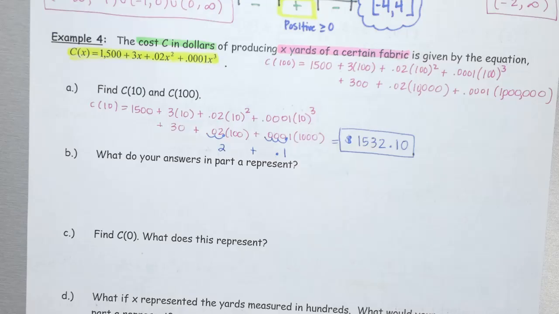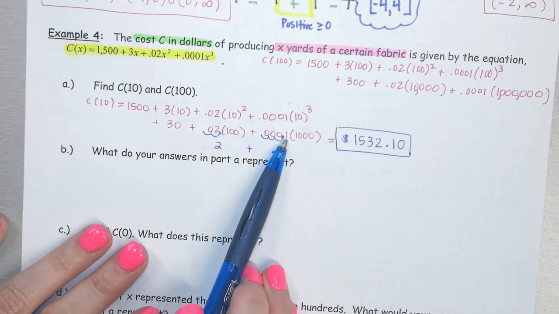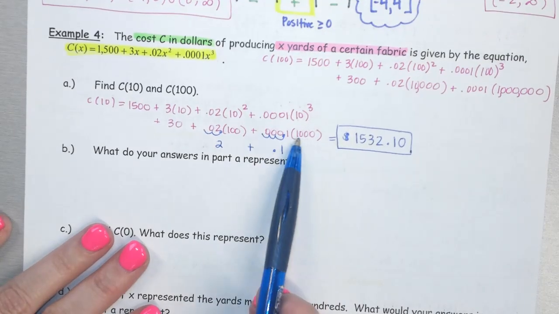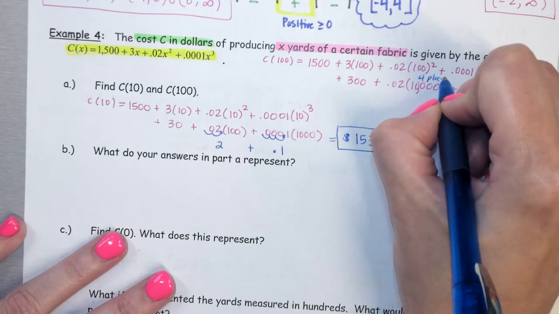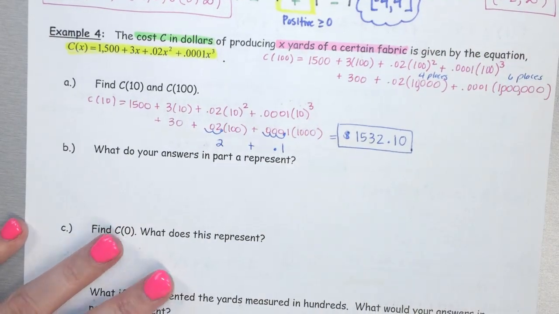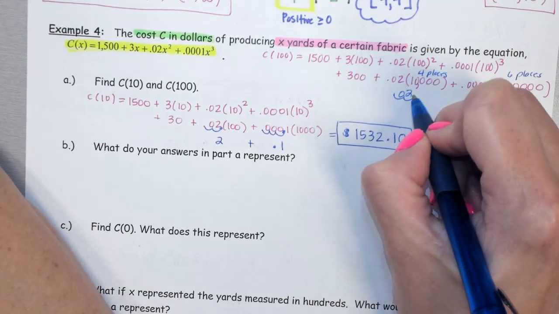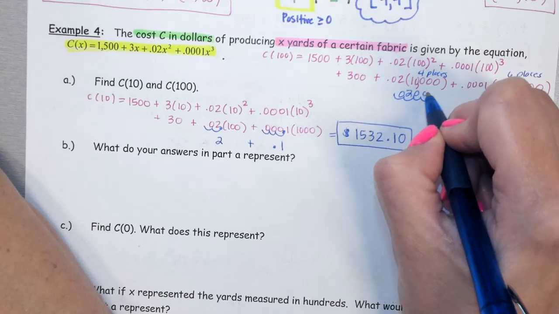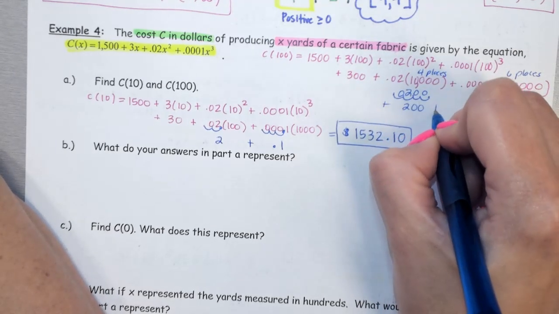Okay, and then the way that you move it is based on the zeros. So for 100, we moved it twice. For 1,000, we moved it 3 times because there were 3 zeros. So if there's 4 zeros here, we're going to move it 4 places. If there's 6 zeros here, then you can move it 6 places. Okay, so if I do that, 1, 2, 3, 4, that's going to become 200. Good.